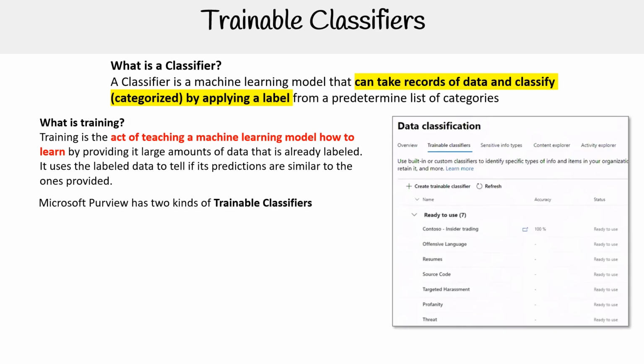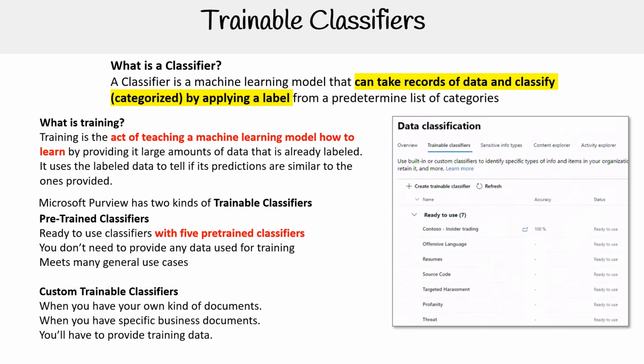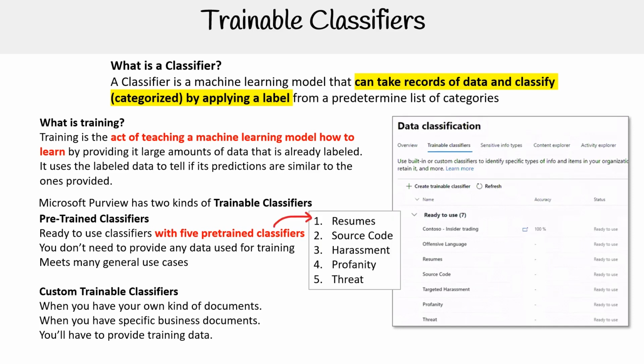So within Microsoft Purview, it has two kinds of trainable classifiers. Pre-trained classifiers are ready-to-use classifiers with 5 pre-trained classifiers. We'll talk about those 5 in a moment. You don't need to provide any data used for training, and it meets many general use cases. Then you have custom trainable classifiers. This is when you have your own kind of documents. When you have specific business documents, but you'll have to provide training data. So the 5 pre-trained classifiers are resumes, source code, harassment, profanity, and threat.